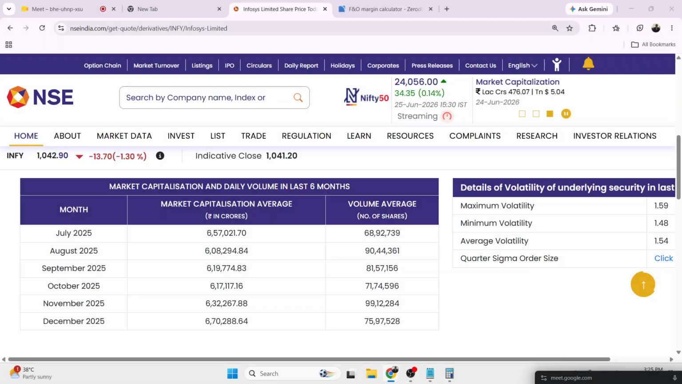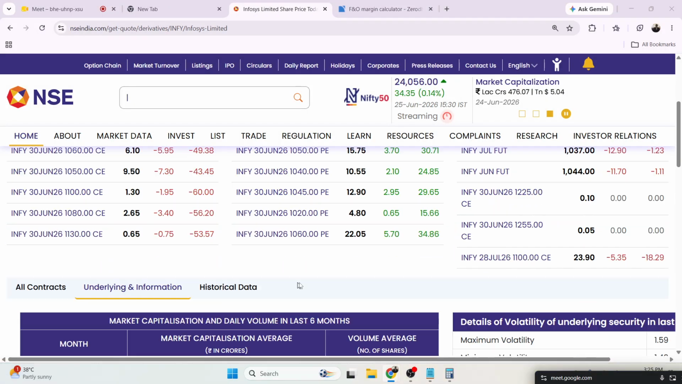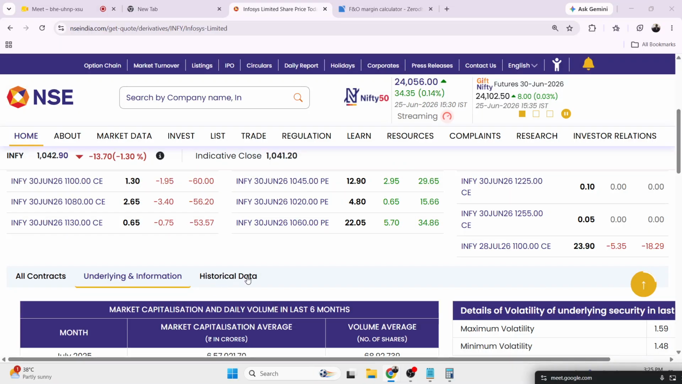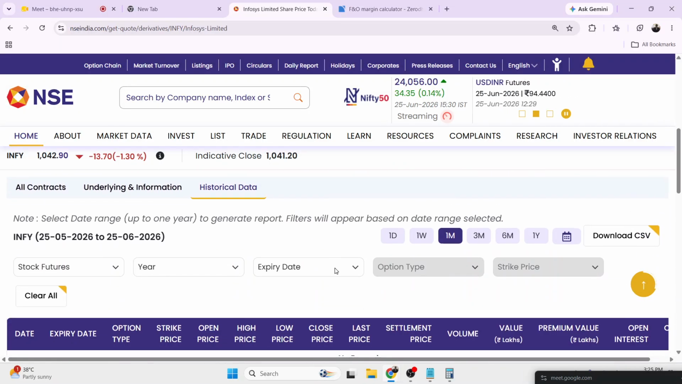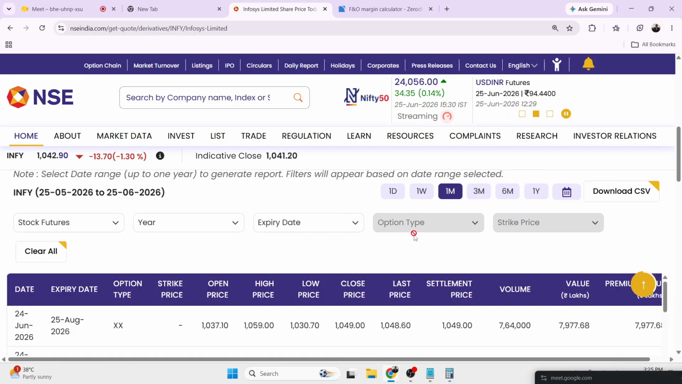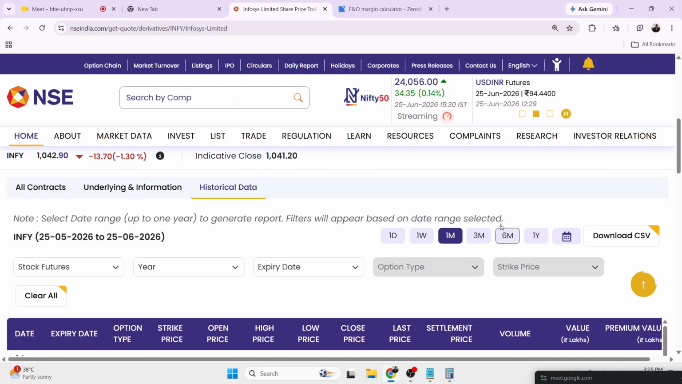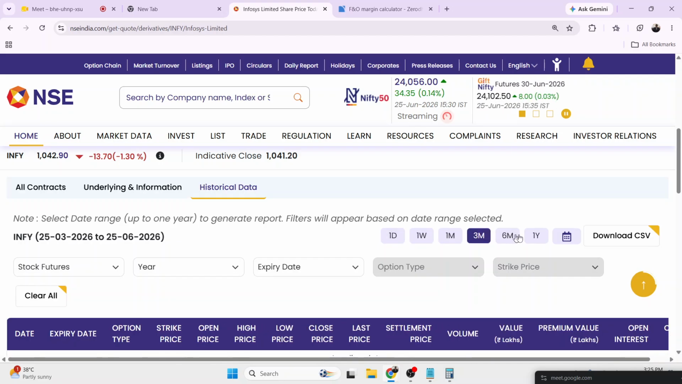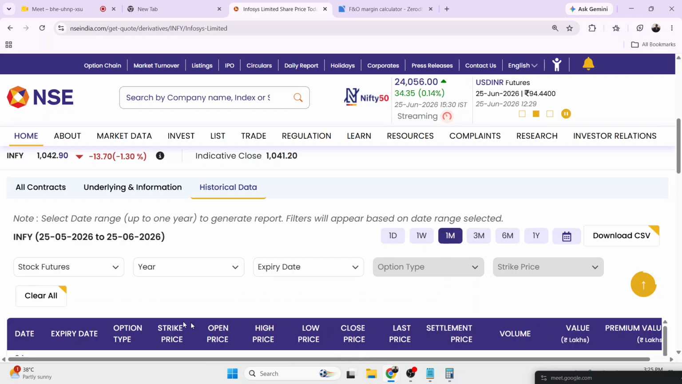Okay. Now this is the volatility, and on another tab is the historical data. In historical data you can see the price of Infosys according to date: 1 week, 1 month, or 3 months. We can go for more as well, but 3 months would be enough if you are making a contract. Now you can see the 1 month data.